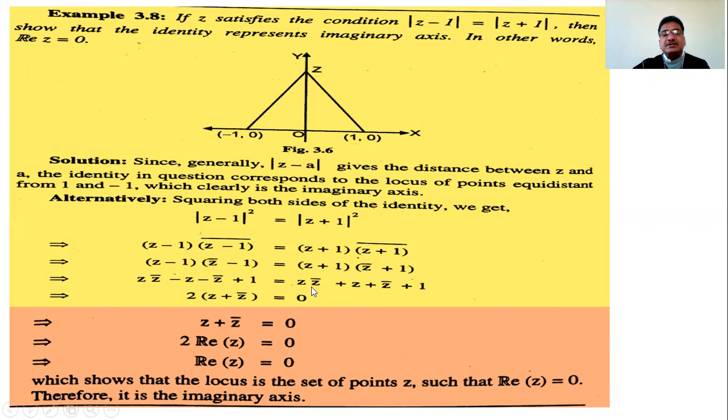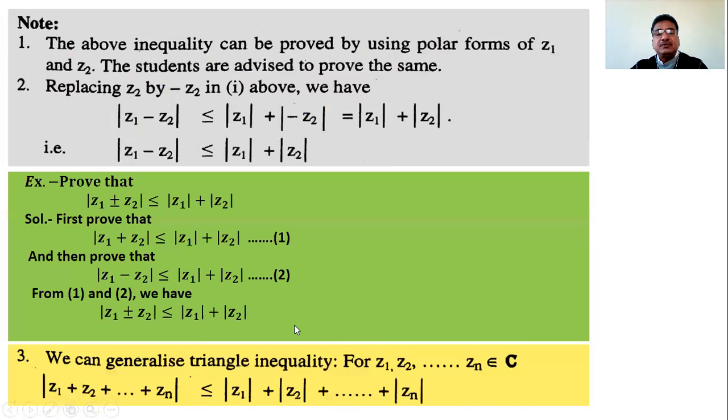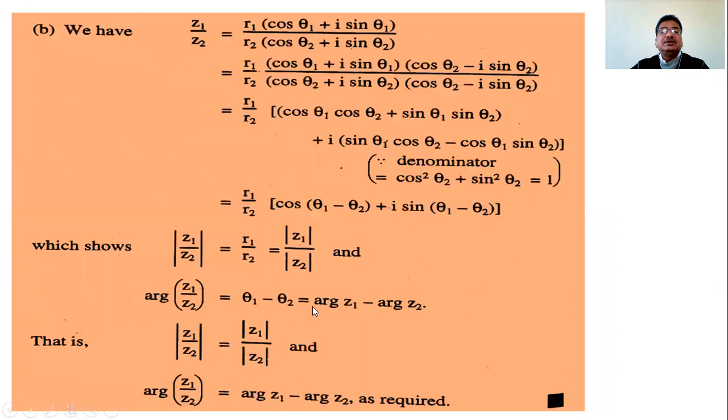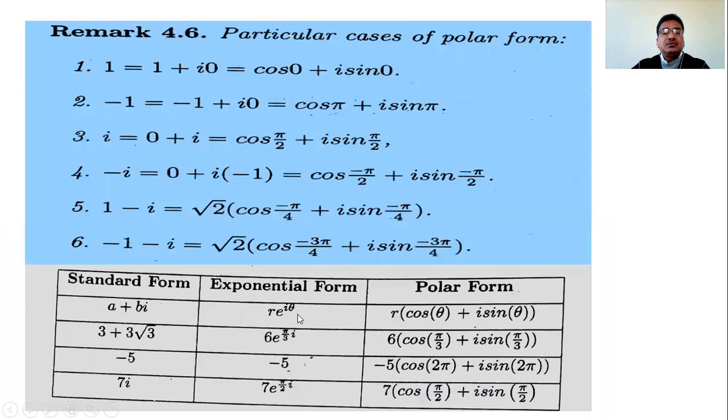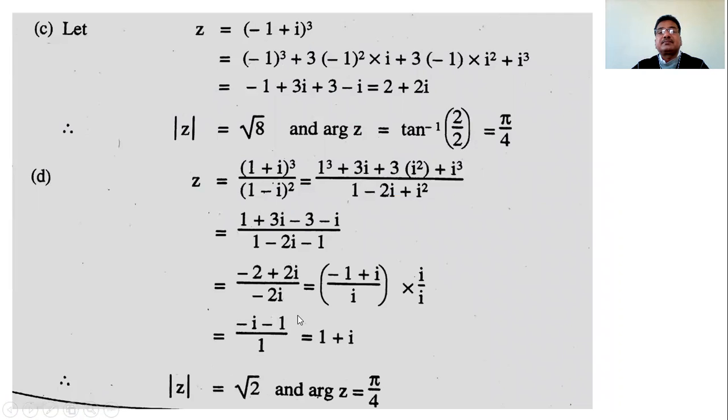And what do we have? Shift this minus Z to the right side, shift this minus Z bar to the right side. So what we have? 2Z plus 2Z bar is equal to 0. Take 2 common. So what we have? Z plus Z bar is 0. And shift the 2 to the right side. So Z plus Z bar is 0. And Z plus Z bar is 2 times the real part of Z. We know that Z plus Z bar is 2 times the real part of Z.